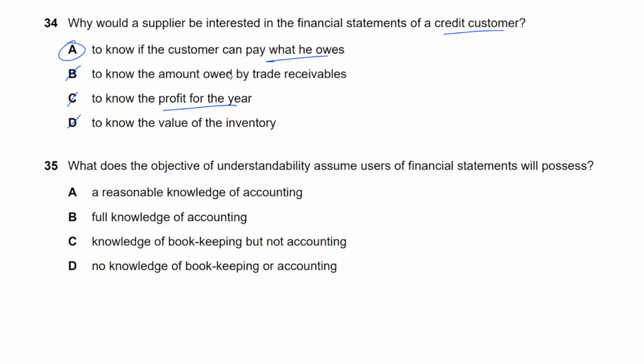Someone who doesn't even study accounting can answer this, because it's very logical, extremely logical. A supplier looking at customers' data, financial statements, just to see whether the customers will be able to pay or not. Well, one confusing option is this one, profit for the year. Well, they don't care about the profit. They care about what we have in the bank account. Do we have enough liquidity to pay them? Because a business can be profitable with cash flow problems.